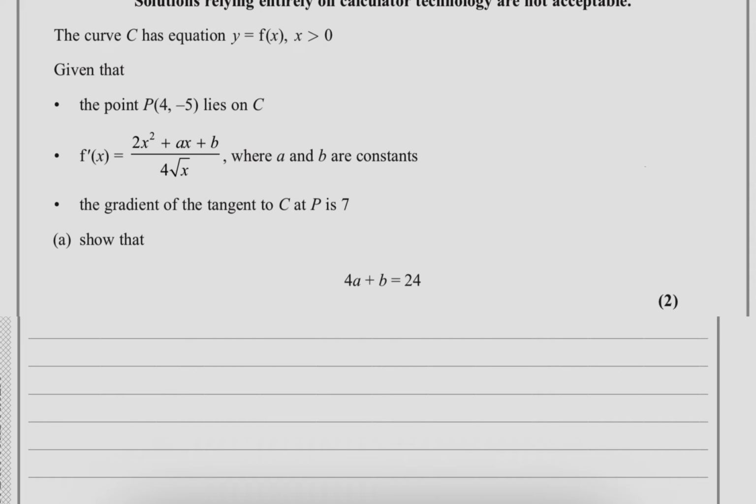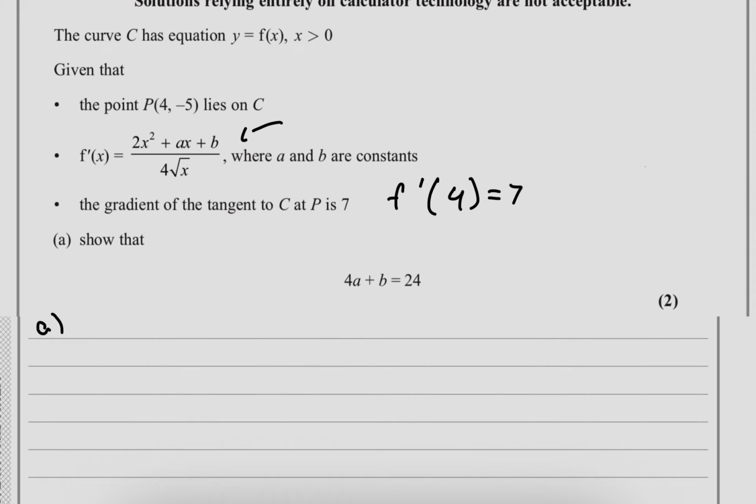So if the first question is a show that question, we know that we just have to use the facts that we've been given to solve and prove. If the gradient of the tangent to C at P is 7, we know that P's x-coordinate is 4. So if we were to substitute that into the dy by dx, this is f dash x. If we equate that with P's x, which is 4, we would get 7. So you just substitute 4 for x in here, and you should get 7.